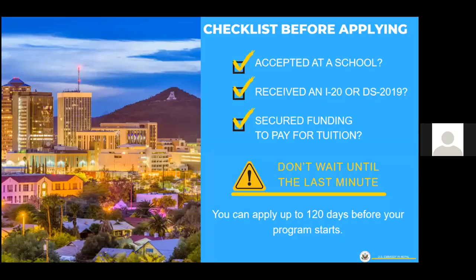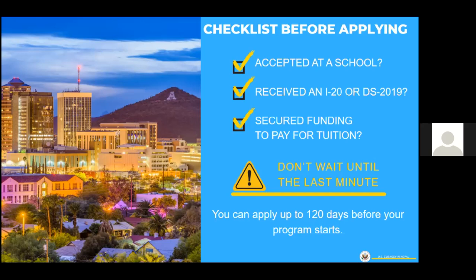But before you actually do apply for a visa, you need to do the three following things. First, have you been accepted at a school? Have you actually applied to a university in the United States? There are many, many universities across the United States, and it's really important that you do some research and ask questions. Go to your EducationUSA office here in Nepal and ask questions on which schools are appropriate to you.